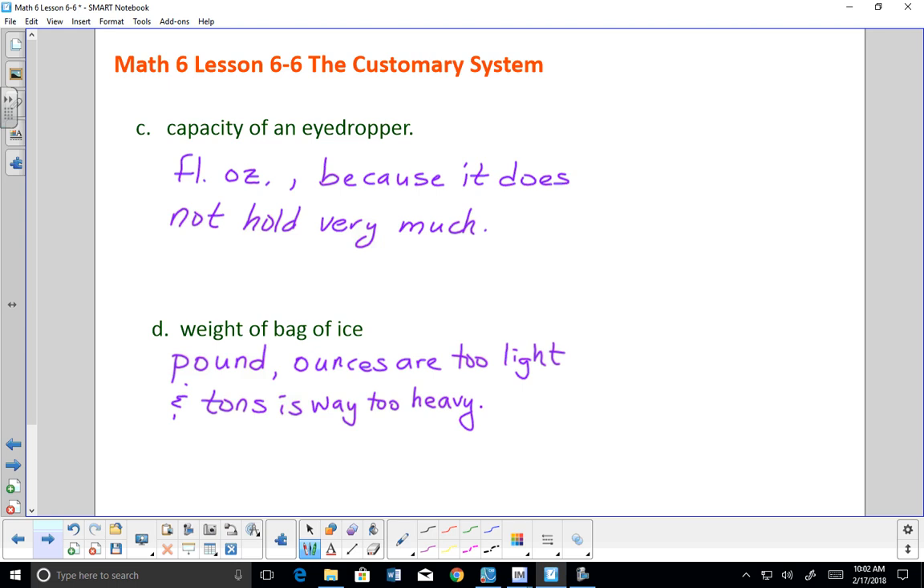Okay, this is the customary system. It's just an introduction to talk to you a little bit about all the different units.